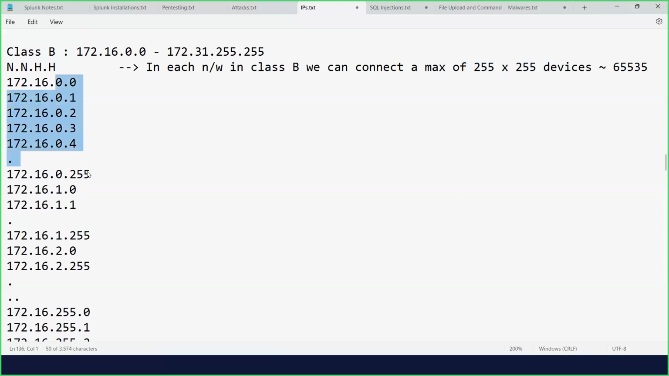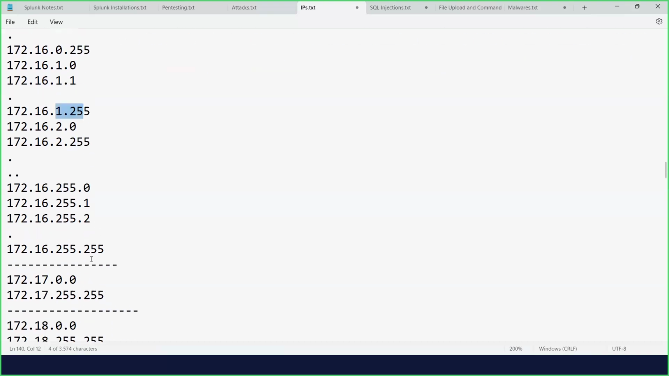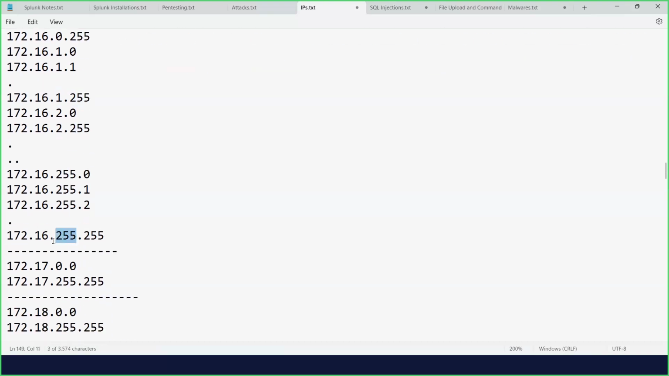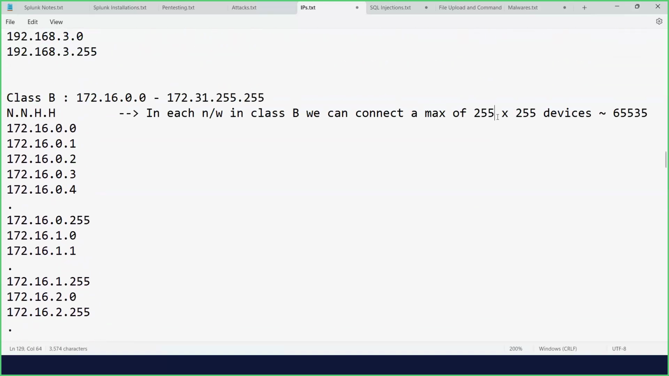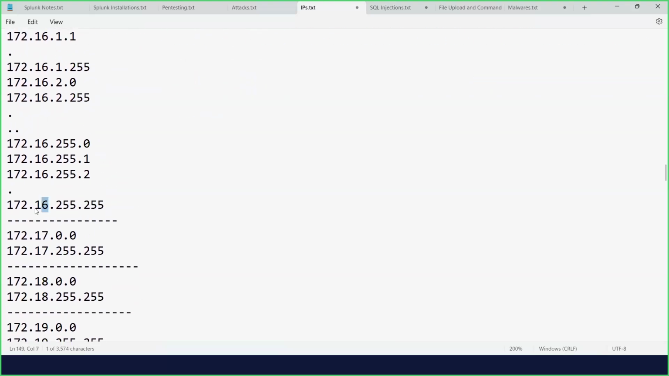So this is the first 255 devices, the second 255 devices, the third 255 devices. Okay. Like that, you have 255 octets. So actually it should be 255 into 256 because you're including the 0th octet as well. But as a round figure, let's call this 255 into 255. Okay. So when that 16 now changes to 17, the network divides over there.